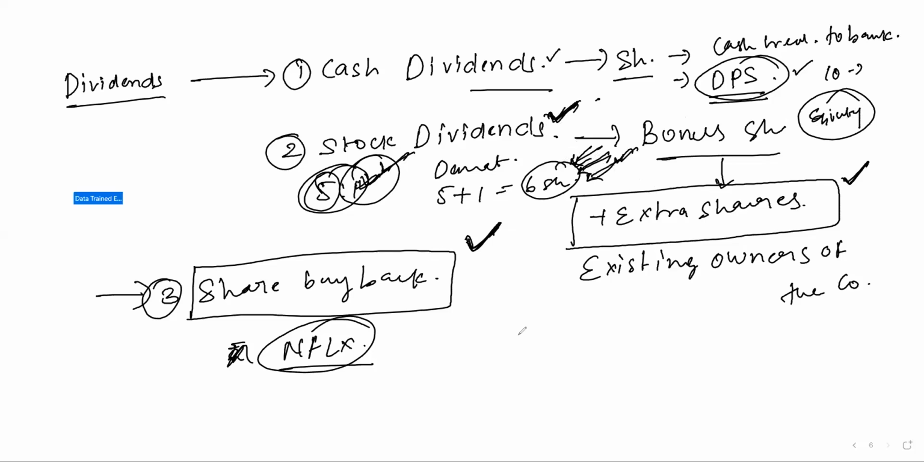Where do all the bonus shares come from? They issue new shares. So what a company can do is issue new shares, or the company can repurchase their shares, that is called share buyback.